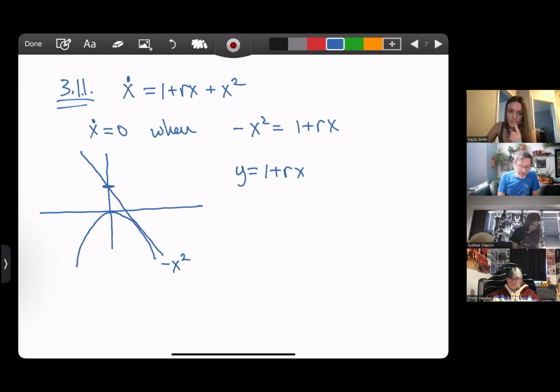So this is 1 plus Rx. I want you to take a minute. At what R value do those first touch? There's two of them. So we could think of this as R's negative here. Here's R positive.